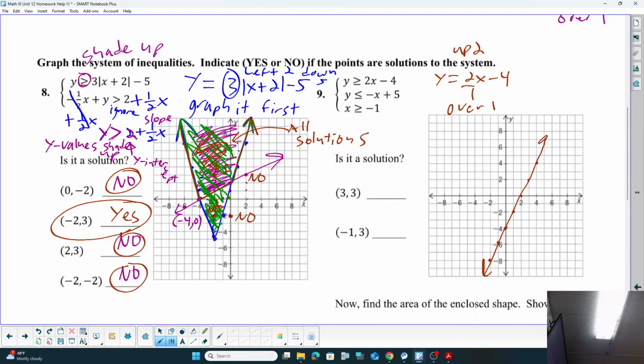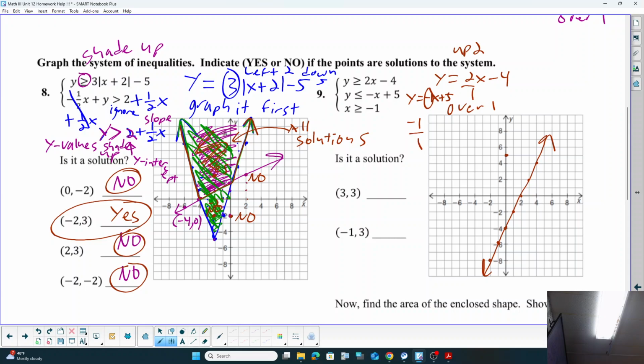Good. Okay, the other one is another line. And our other line is y equals -x plus 5. So that's up here at 5, and our slope is going to be an invisible -1, so that's -1/1.